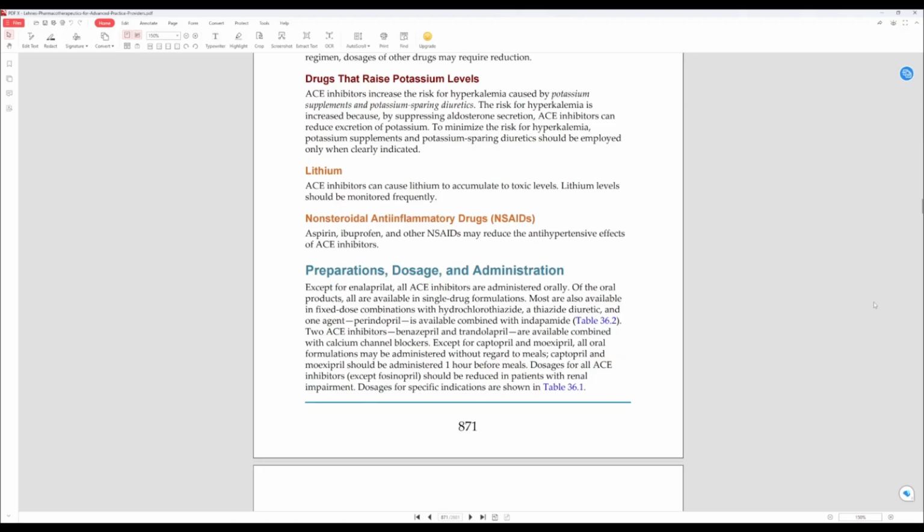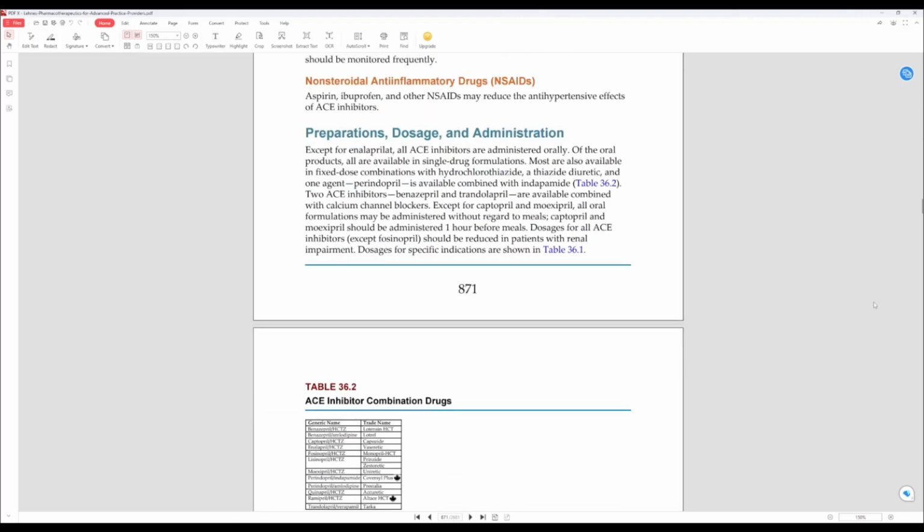Lithium. ACE inhibitors can cause lithium to accumulate to a toxic level. Lithium levels need to be monitored frequently. Your nonsteroidal anti-inflammatory drugs, your NSAIDs, aspirin, ibuprofen, and other NSAIDs may reduce the antihypertensive effect of an ACE inhibitor.